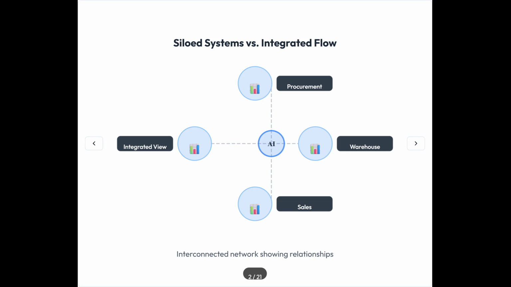Information has to be manually transferred, which is slow and leads to errors. You never have a single accurate view of what's happening across your supply chain. Expert insights confirm that system integration is a foundational step towards achieving true supply chain visibility.